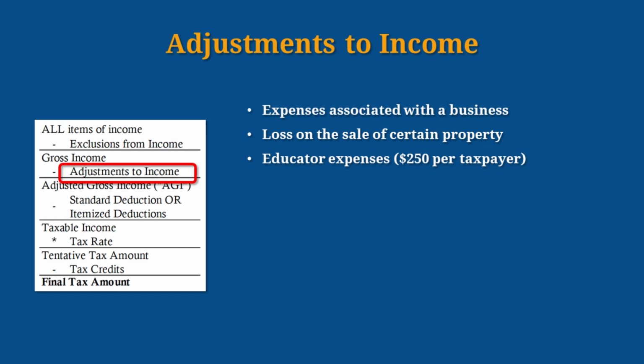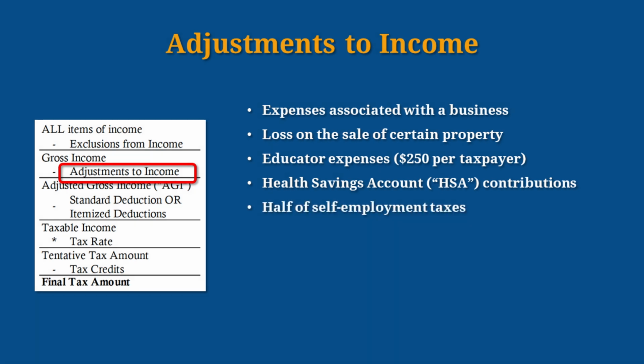supplies they had to buy, up to $250 per taxpayer per year. You can also adjust out eligible contributions you make to a health savings account or HSA. And if you're self-employed, half of your Social Security and Medicare self-employment taxes can be taken out of your gross income. Also for self-employed persons, certain contributions made to retirement plans can be adjusted out.